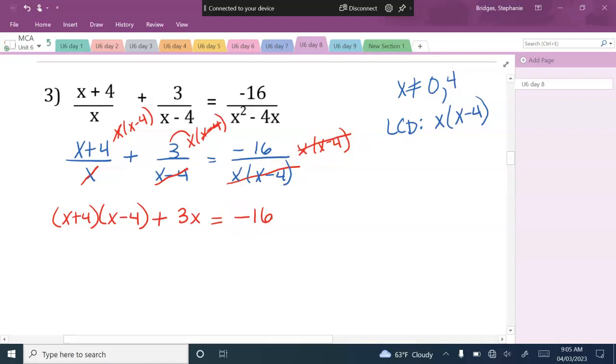So where are we? Is the equation ready to solve yet? No, what do you need to do first? Distribute. Yeah, get rid of the fractions. Go ahead and multiply those two binomials together. Multiply your x plus 4 times your x minus 4. Then you can combine your like terms. Then we can take a look at how to factor it if we need to, or how to solve it.